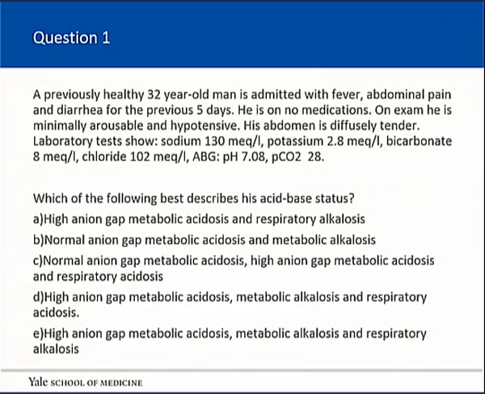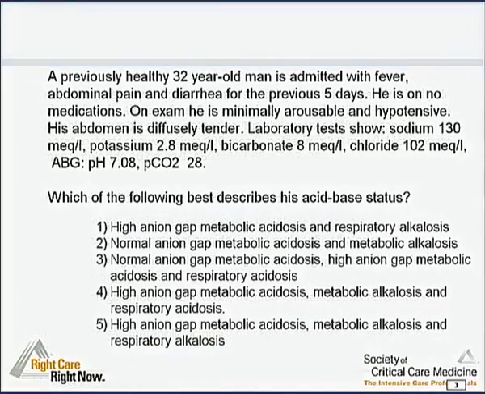A high anion gap metabolic acidosis with a respiratory alkalosis; a normal anion gap metabolic acidosis and a metabolic alkalosis; a normal anion gap acidosis, a high anion gap acidosis, and a respiratory acidosis; a high gap acidosis, a metabolic alkalosis, and a respiratory acidosis; or finally, a high gap acidosis, metabolic alkalosis, and respiratory alkalosis. Believe me, this is a question that will be on the boards.